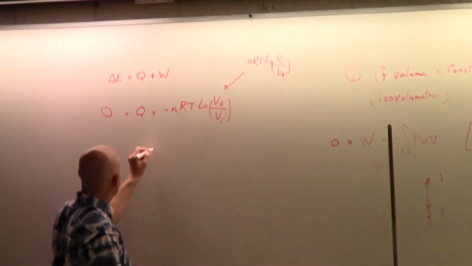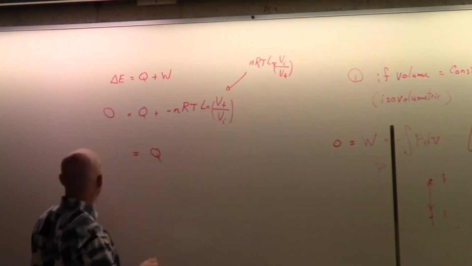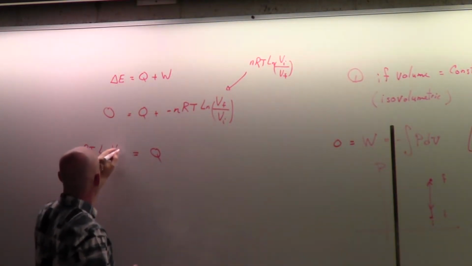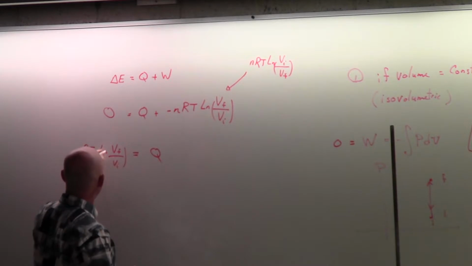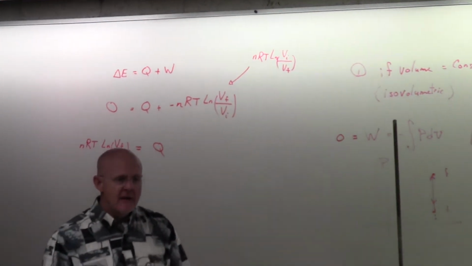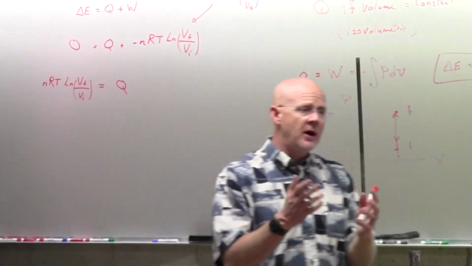Because each of these has an important difference in my logic. And so the Q becomes nRT ln of final volume over initial volume. And this is a really good example of what I would say if you had an isotherm process like this.